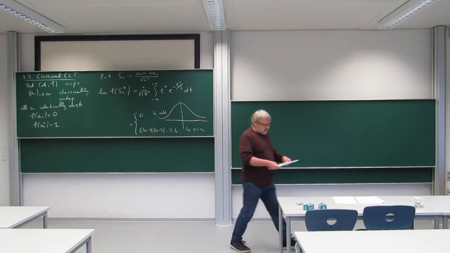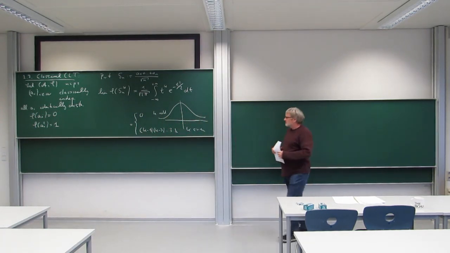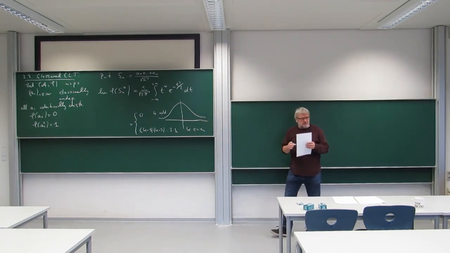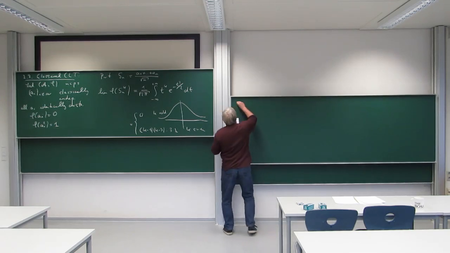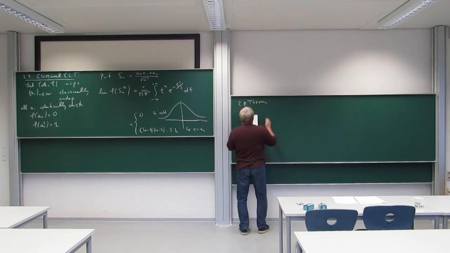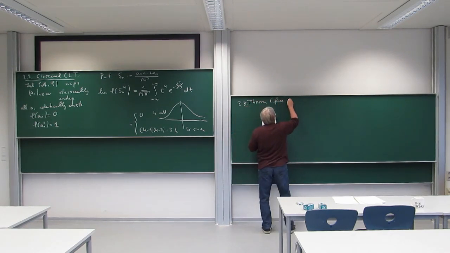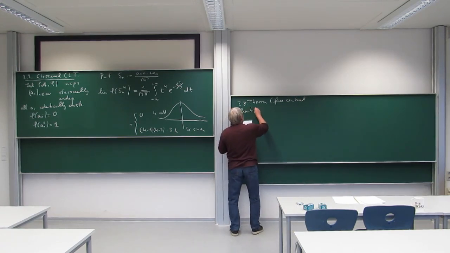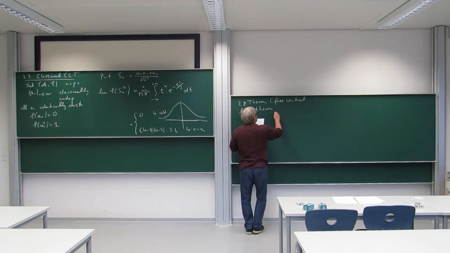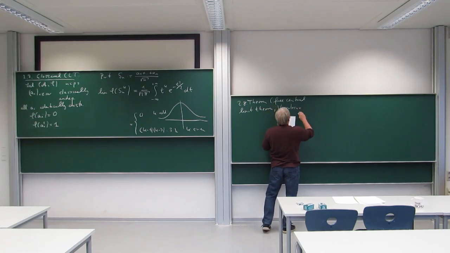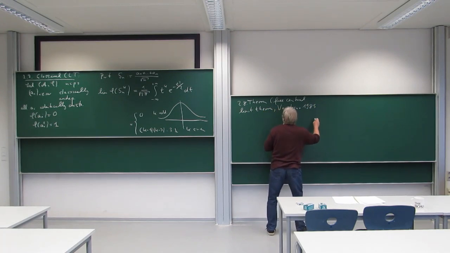And now we want to do a free version of this. And this was what Roland did in the very beginning. It was one of the first real results in free probability theory. So let me first formulate this. This is the free central limit theorem. This is due to Roland, and it's from 1985. So this was at the very beginning.